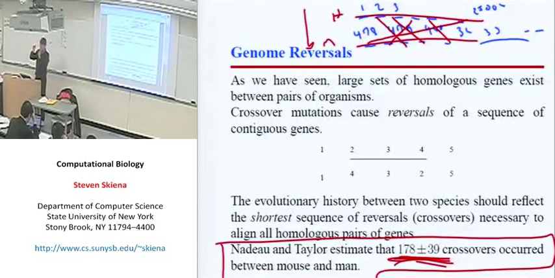Which sequence of reversals happened before which other reversals? How many reversals did happen over the 100 million years since there was a common ancestor? Any questions about this problem? Is this motivated as a problem?